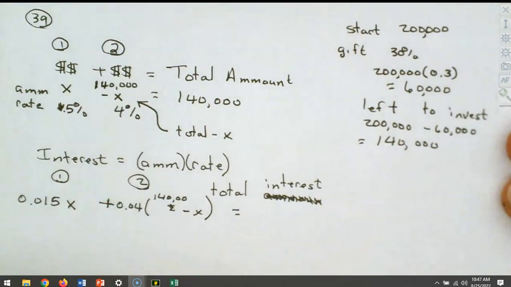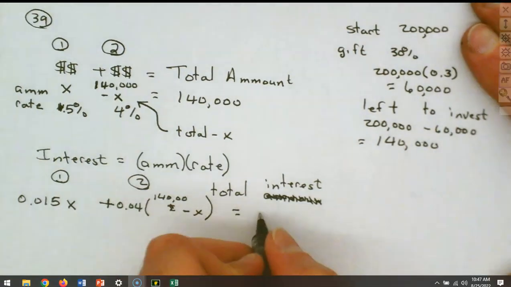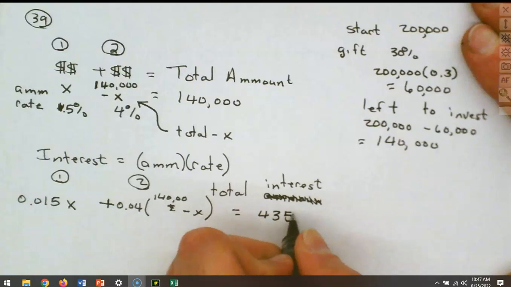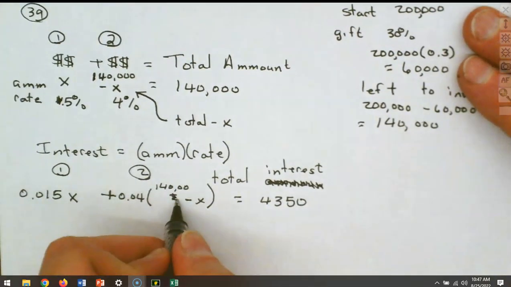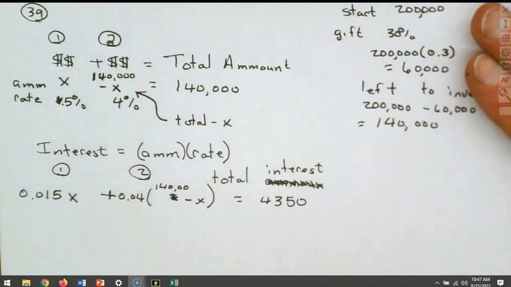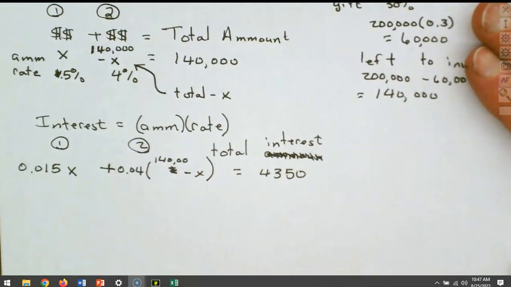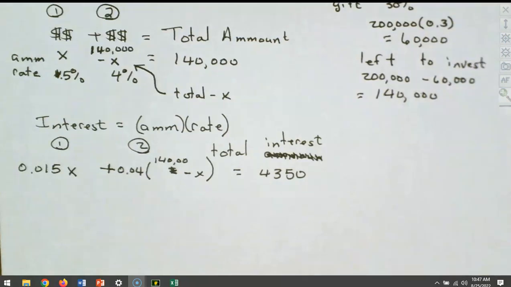And what is it going to equal? Now, it's not going to equal 140,000. How much money did we make? She made $4,350, right? And that is from the question itself. So she made $4,350. Now we can finish it. So let's go ahead and finish this out.